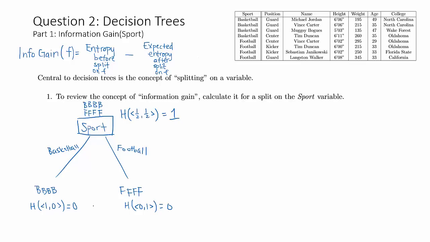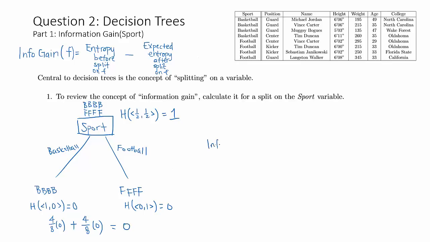So to calculate the expected entropy after the split, the weight of this distribution, 4 out of the 8 samples went down here. So we have 4 out of 8 times 0. And 4 out of the 8 samples went here, so 4/8 times 0. So this is equal to 0.